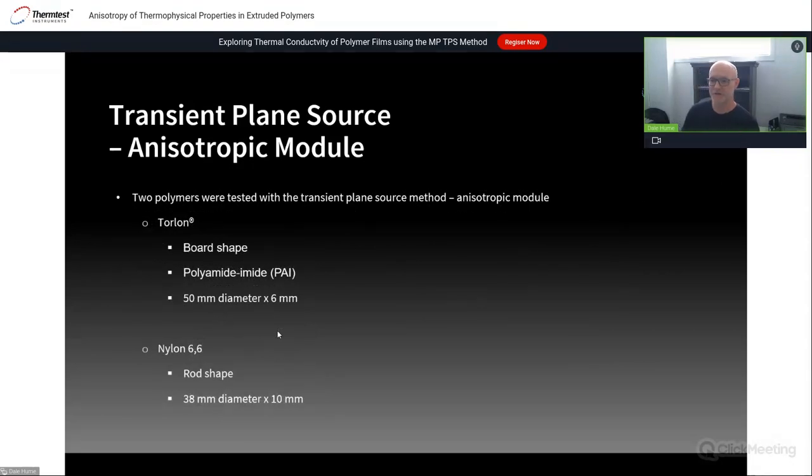So the two samples we're measuring are two polymers, and we're using the Anisotropic Module. The two polymers are Torlon, which is a brand. It's a board shape. It's a polyimide, typically used as a high temperature polymer. It can be used in friction applications. The sample set we have are 50 millimeter in diameter by 6 millimeters thick, and again, symmetric.